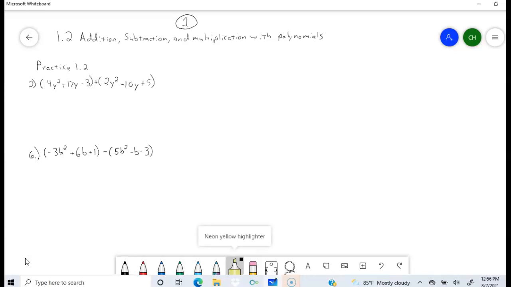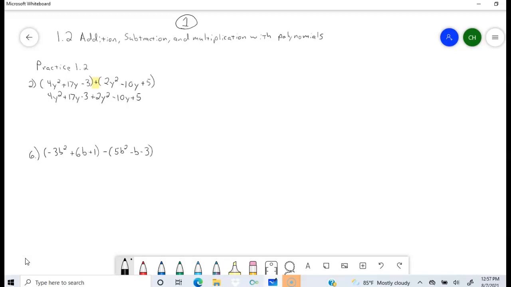In this case, the first one is the quantity of 4y squared plus 17y minus 3 plus the quantity of 2y squared minus 10y plus 5. So that one is to find the sum right here. And that makes it a whole lot easier for us. Whenever you're adding two quantities, you can just drop the parentheses and combine like terms. So that just becomes 4y squared plus 17y minus 3 plus 2y squared minus 10y plus 5.